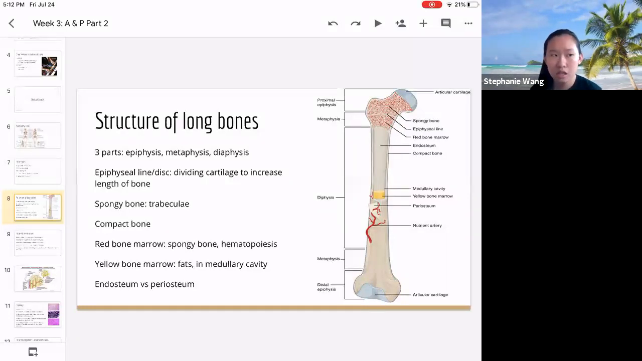We all know that as we grow, our long bones get longer, and we get taller. The reason behind this is the cartilage in the epiphyseal disc, which when you're younger is called the epiphyseal disc instead of the epiphyseal line. When you're younger, the cartilage in this area divides a lot. As it divides, your epiphyseal disc will move upward and upward, allowing your bone to get longer.